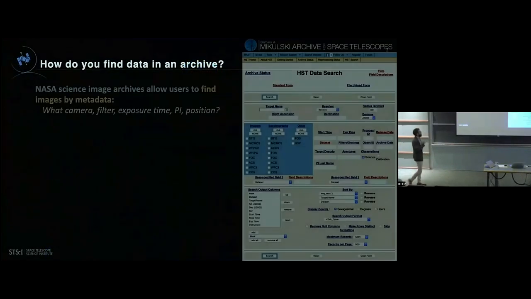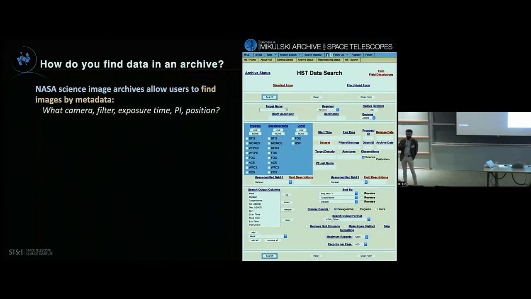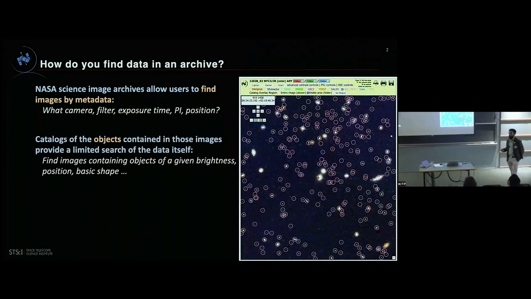Okay, so how do you find data in an archive? Normally you search by metadata. What camera, what filter, who was the PI, RA, Dec, that kind of thing. And then maybe you might be able to search for something about your objects. So if you're searching through the Sloan imaging database, or whatever else, you could search by an index, some basic shape parameters. But essentially you're looking through tabular data there.